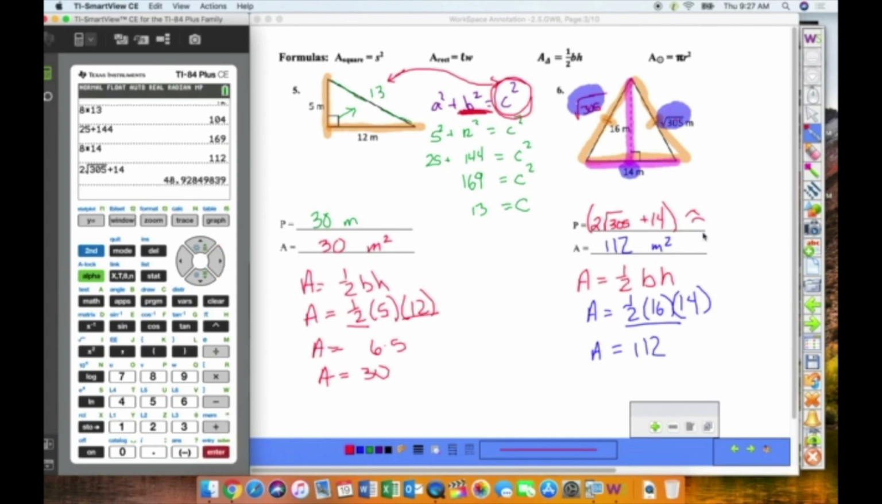And rounding that to the nearest tenth. Remember, to round to the nearest tenth, we look at the number to the right of that one spot over, and if it's 5 or larger, we'll round this up. If it's less, we'll keep it the same. So that's approximately 48.9 meters. So my bad on forgetting to finish that problem right there. All right.